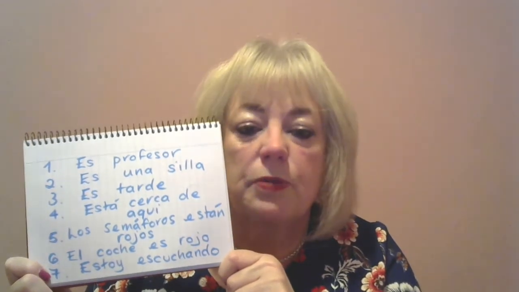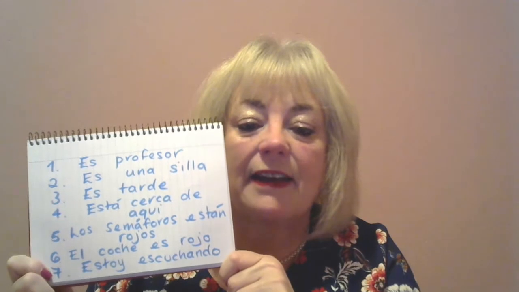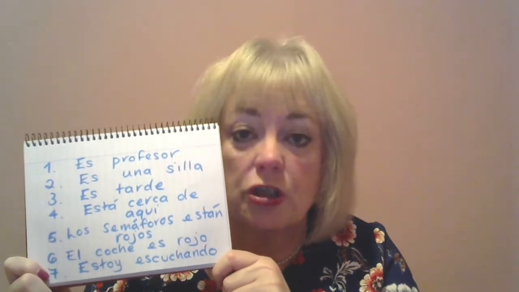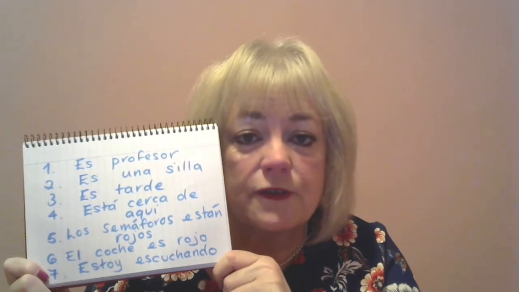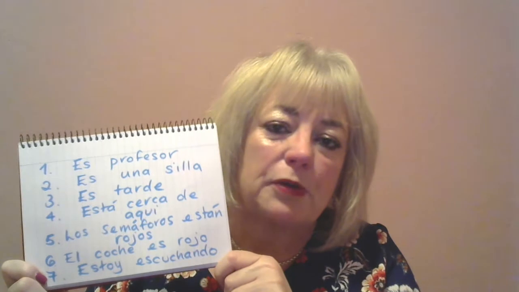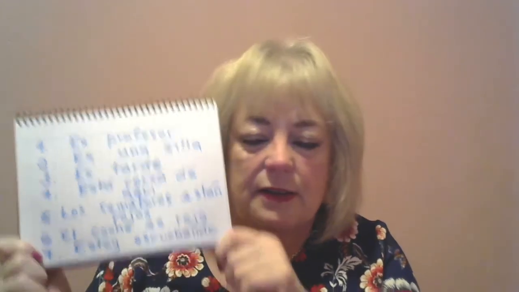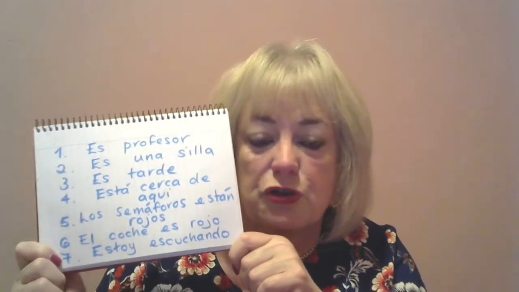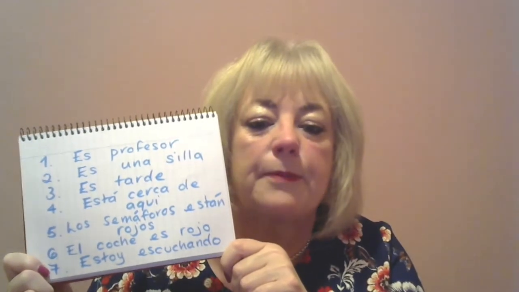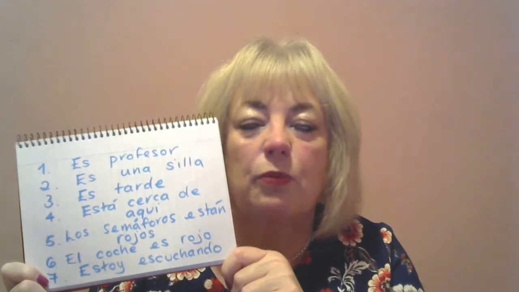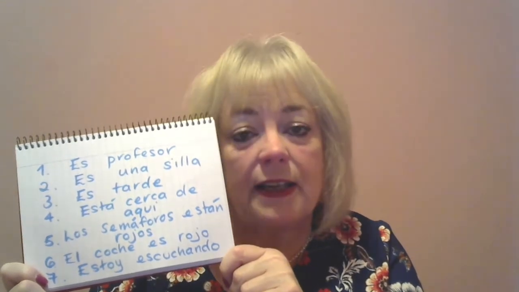Número cuatro, we've got an estar. Está cerca de aquí. Now, this is location. And again, this is one that doesn't fit into the permanent temporary thing that people often think of. I expect that's exactly why these have been included in the GCSE test, to make sure you know that. Está cerca de aquí, it's near here. Well, it may always be near here, but it's location.